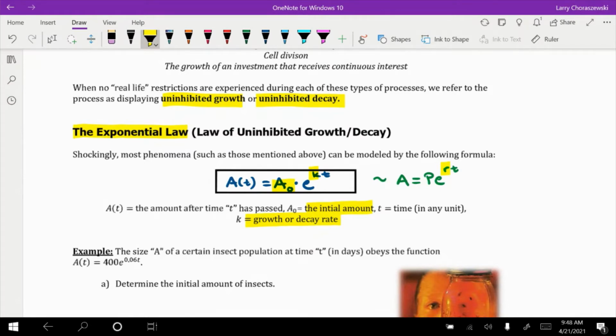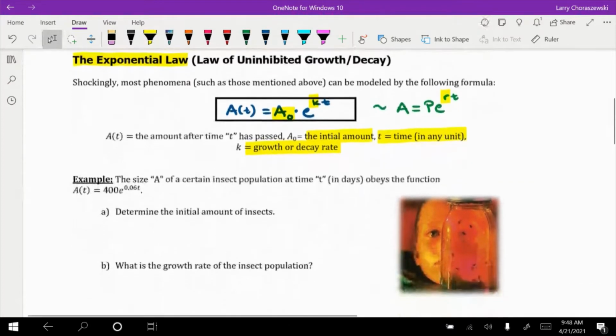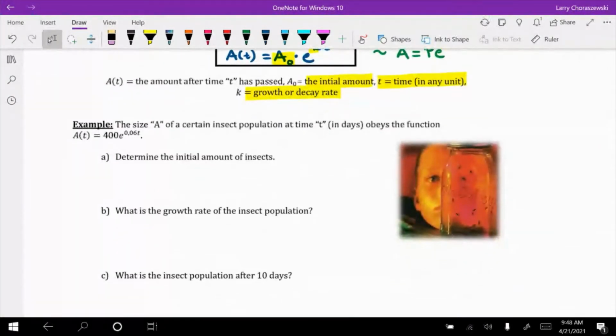And one really cool thing about the exponential law is that time, t, can be in any unit. It doesn't have to be strictly in years like the continuous interest formula has to be. So what we're going to do for our first example is pick apart a specific exponential law formula. It says here the size A of a certain insect population at time t, which is in days, obeys the function A of t, so the amount as a function of time, equals 400 times e to the 0.06 t.